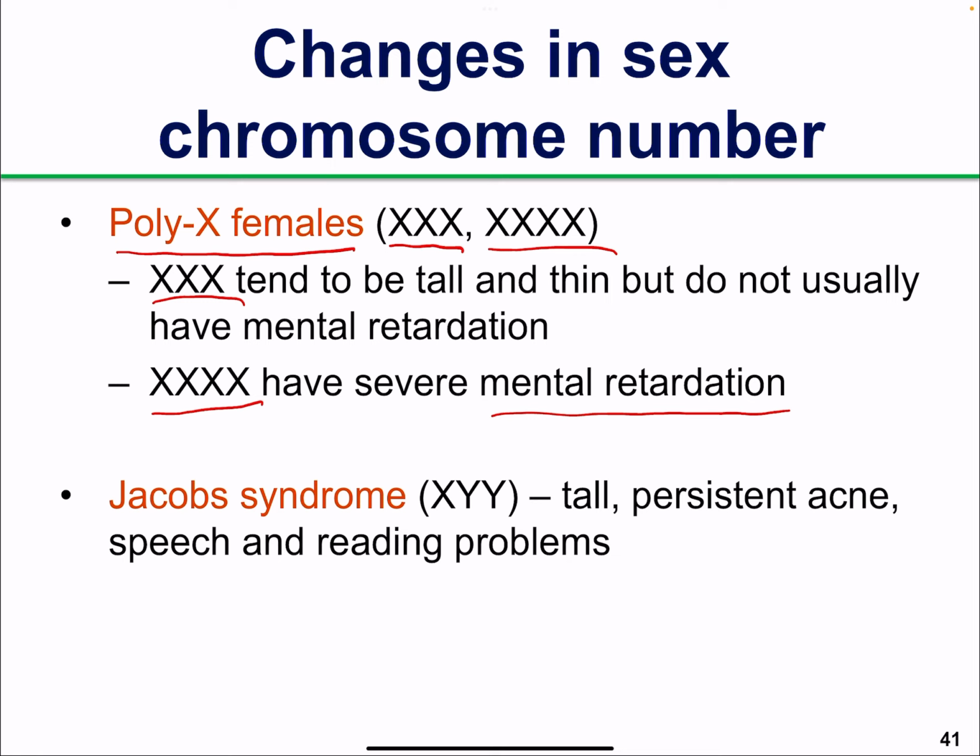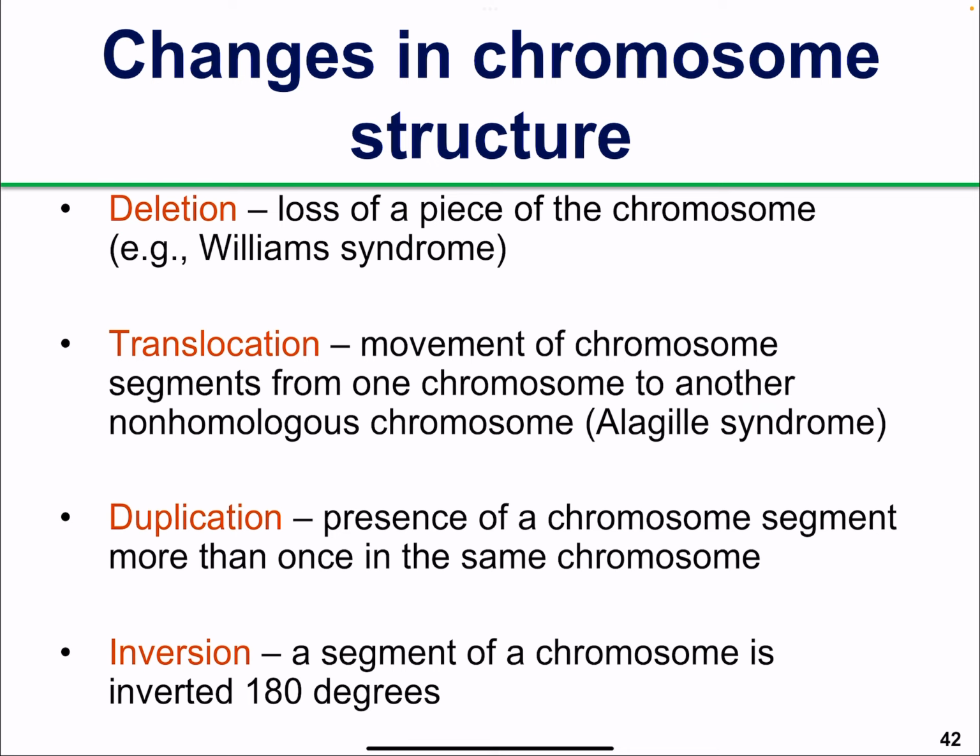Another case of too many sex chromosomes is going to be in males, the Jacobs syndrome. In the case of Jacobs syndrome, we have XYY. In the XYY, the individual is going to have male features that are going to be exaggerated. They're going to be very tall. They're going to have persistent acne. Sometimes some are going to have speech issues and reading issues.